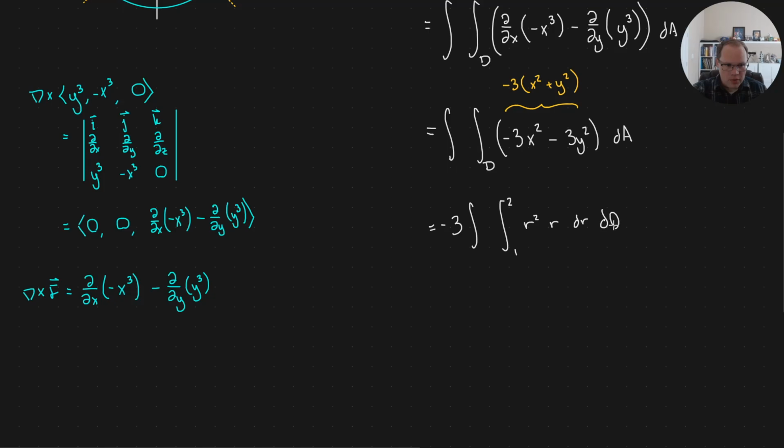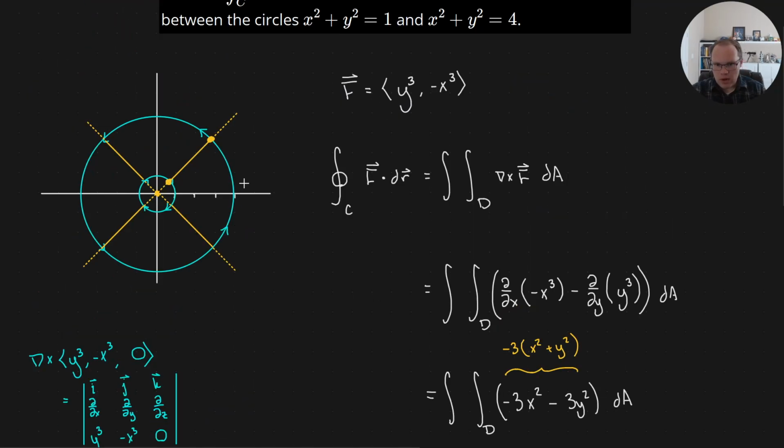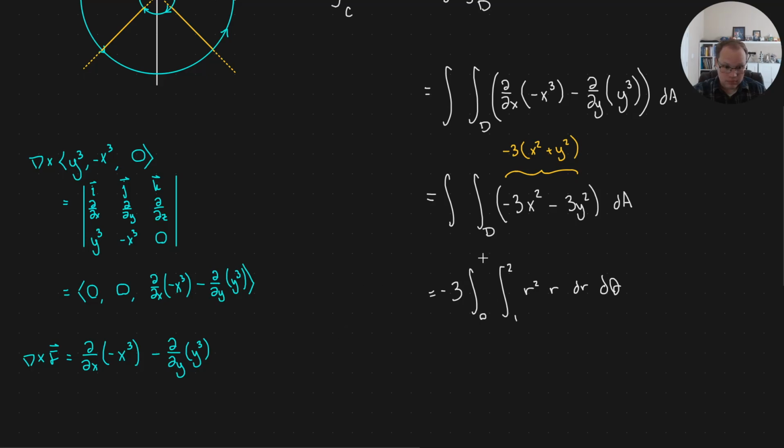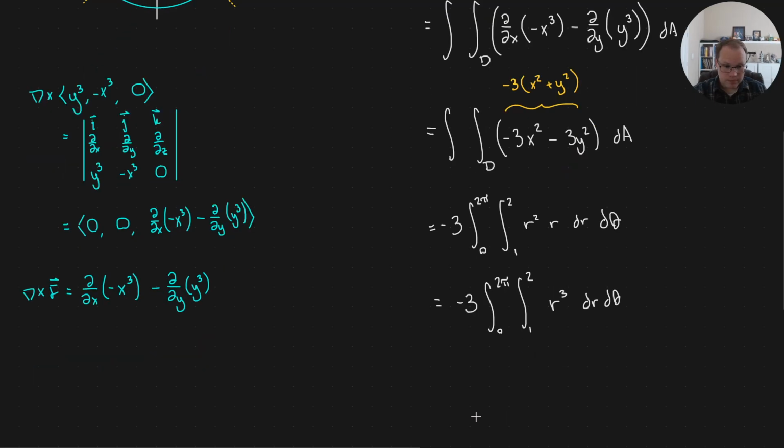Okay. And then integrate with respect to theta. We want to go all the way around. So if we integrate all the way around, that's going to be 0 to 2 pi. And so I just need to integrate r cubed, where r ranges from 1 to 2, and then theta ranges from 0 to 2 pi. Okay? And I'll leave you to do the rest.